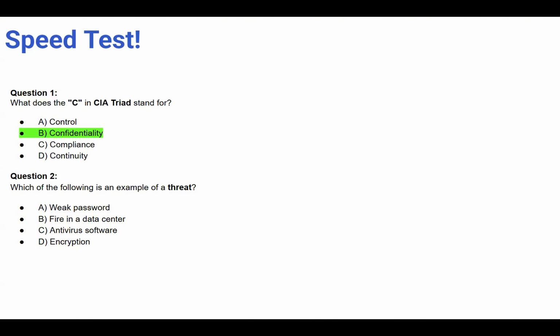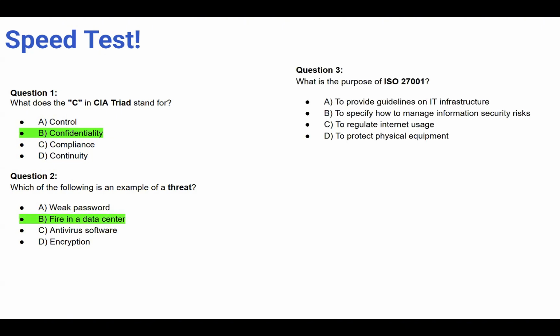And the next speed test question, which of the following would you say is an example of a threat? Is it weak password? Is it fire in the data center? Is it antivirus? Or is it encryption? So you pause, think about it, and then you can play to see the answer. That will be fire in the data center. This possible threat of fire in the data center. Yes, that is a threat.